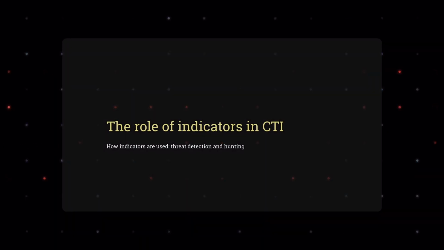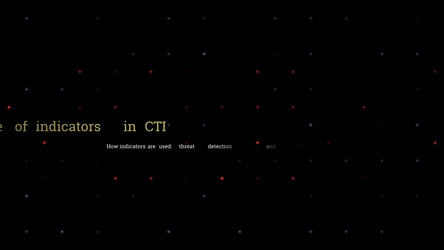Now you know what indicators are, let's look at their role in cyber threat intelligence. Indicators are the bread and butter of the cybersecurity industry. They pop up everywhere, from security operations and malware analysis to security engineering and vulnerability management. Defenders must know how to use indicators to fight back against malware effectively. However, before you can do that, you need to understand what indicators can be used for.